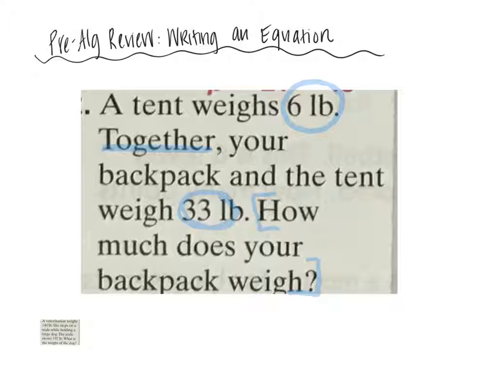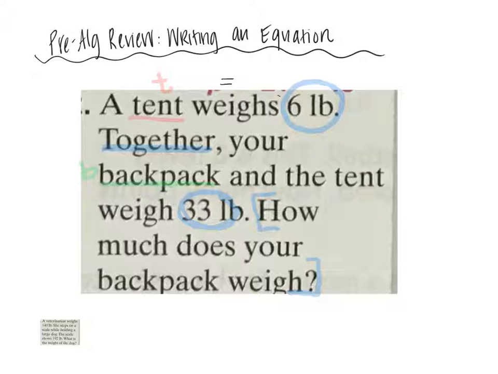All right, so a tent weighs 6 pounds. Now we need to assign variables. I'm going to call my tent T, and my backpack I'm going to let be B. Okay. So now we're going to write these on the sides of our paper. On your paper you need to write what I have. A tent weighs 6 pounds. This is the same as saying that my tent equals 6.